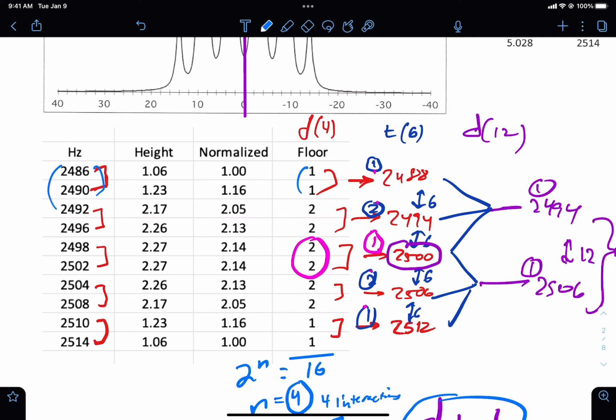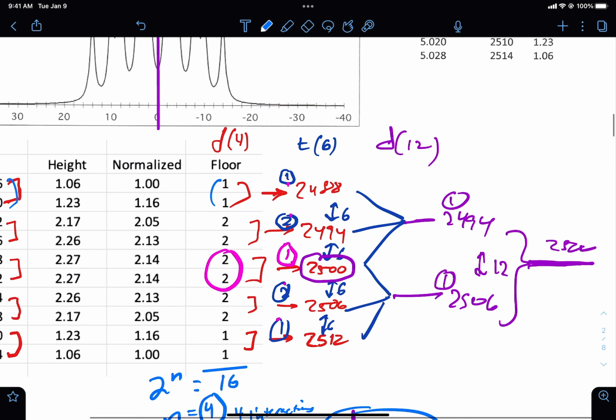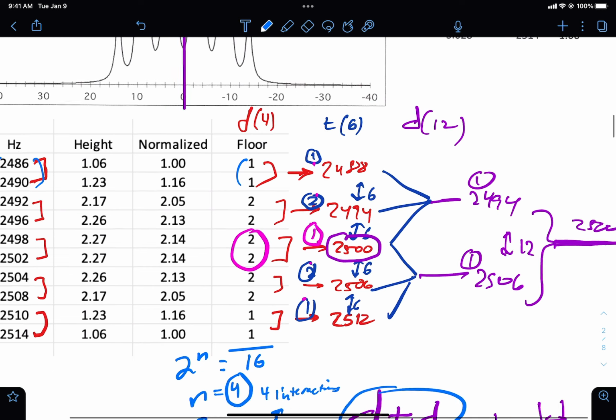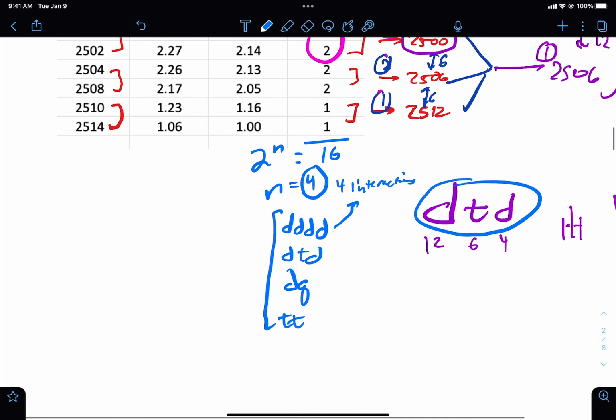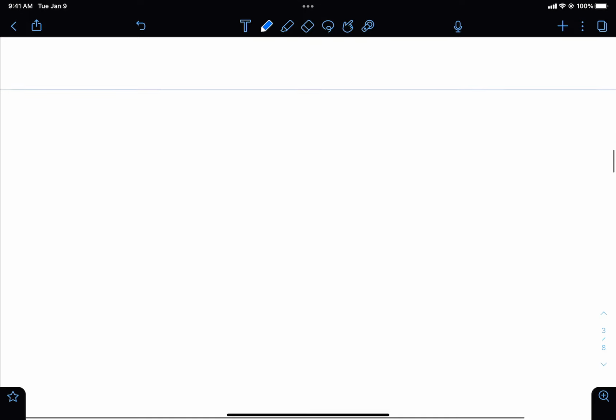And then we had 2, the 2494 and the 2506. Those were 2 signals, so obviously it's a doublet, and the separation is 12. And so we unsplit that doublet, and we got our center of our signal at 2500. So we had a doublet of 12, a triplet of 6, and then a doublet of 4. Those interactions are 4 interactions, which corresponds to our integration. So this is often how this is visualized.